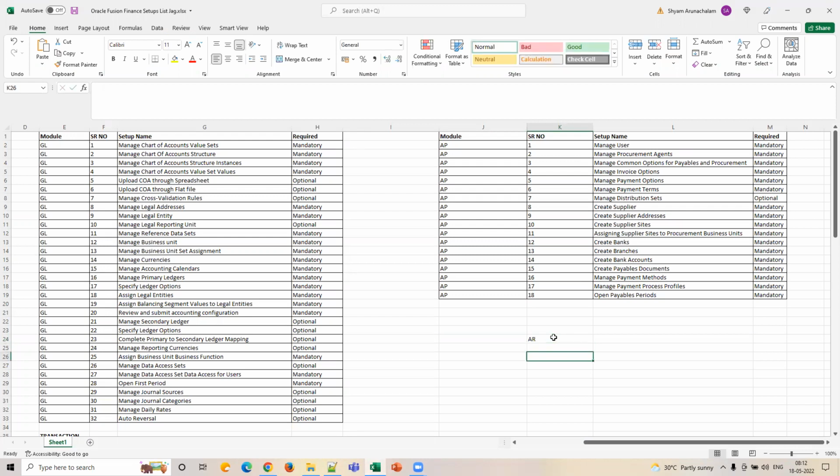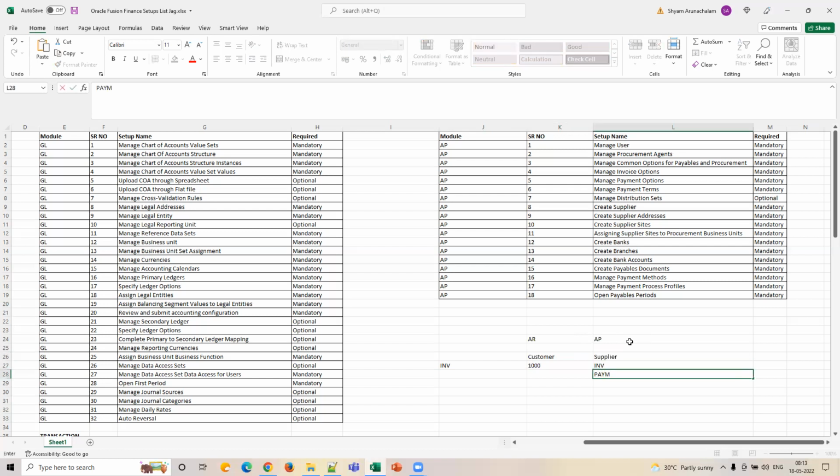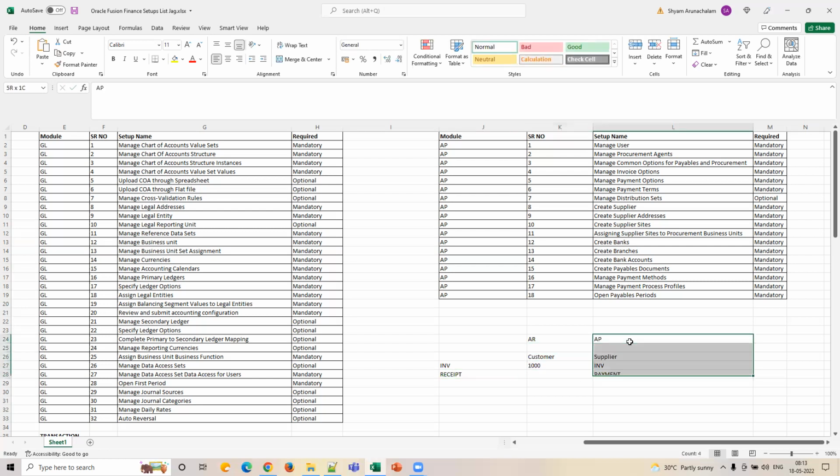Let's take an example. In the accounts receivable module, a customer will come into the show, right? We have sold something to a customer, 1,000 rupees. Invoice amount is this, and in AP, supplier will be a role, and we will create an invoice. Against the invoice, we will make a payment. This is the general term. Here in AR, we will create an invoice. Against the invoice, we will receive the payment. It is called a receipt. So this is a key difference.